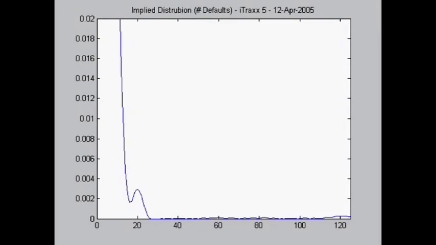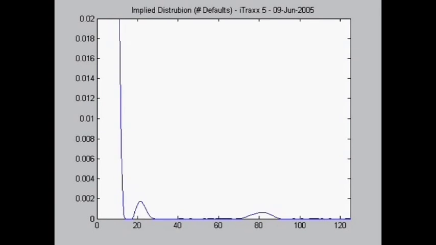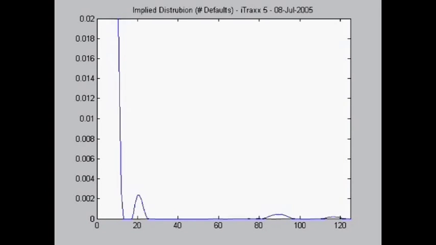We can start observing that the big part of the loss is on the left-hand side, meaning that there is no loss with a high probability. The names are, after all, quite safe, the 125 most liquid credit names. Then there is a quite marked mode around 20% loss. So there is a marked probability of having a 20% loss, while to the left of 20 there is hardly any probability, except near zero. There is quite a marked cluster of probability around 20% that you can keep seeing.